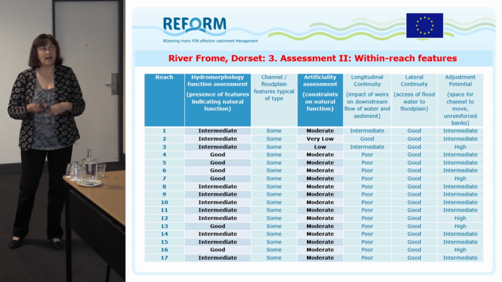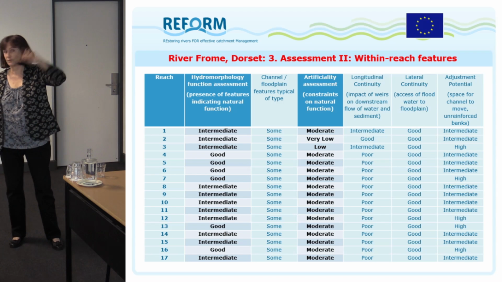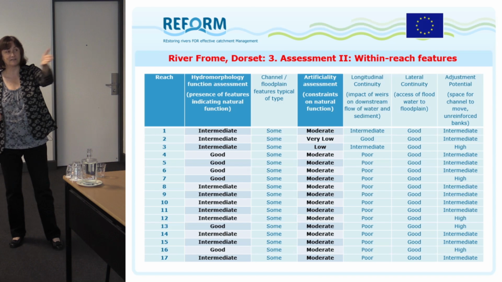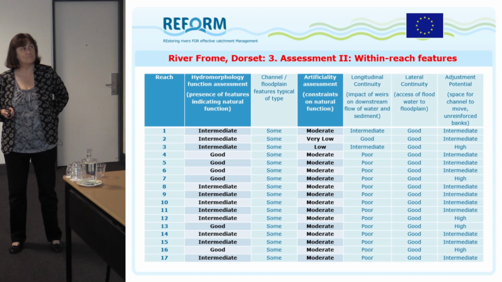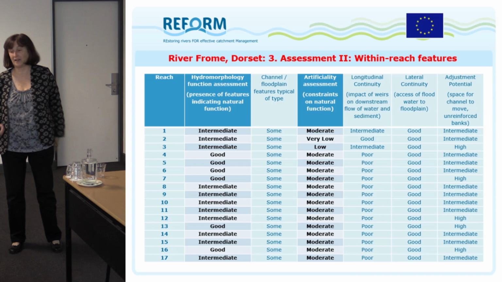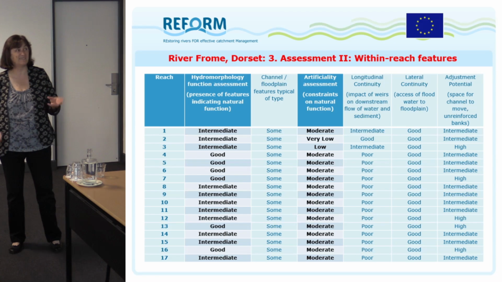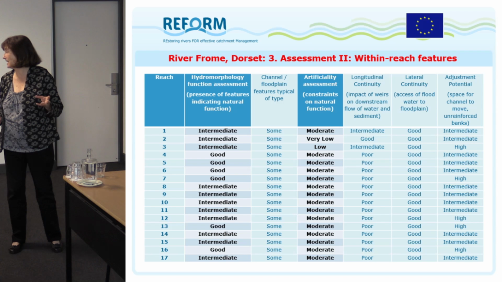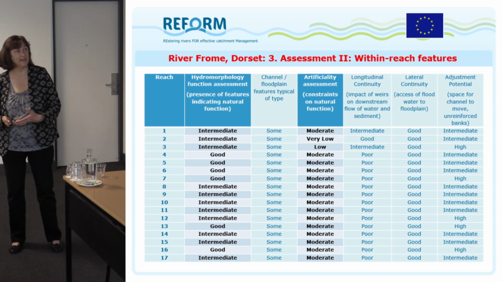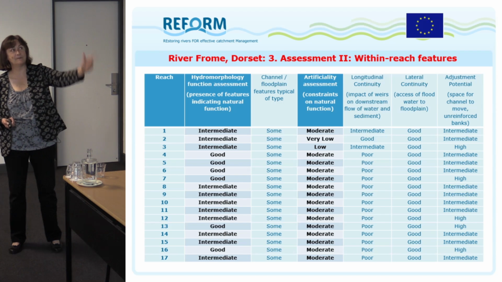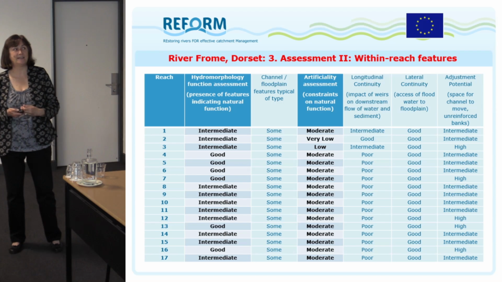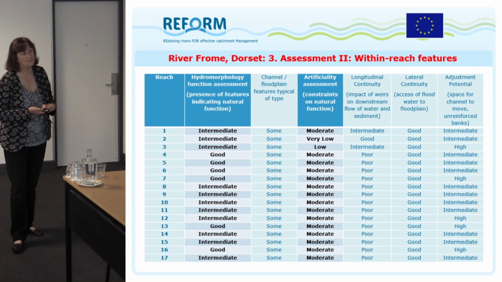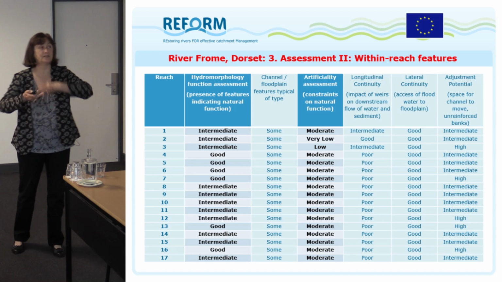If we look at our within reach features and we do these broad assessments of function, and again this is just the final take-home message, is that the hydromorphological function of these reaches on a very poor to very good scale is sort of intermediate and in some cases good. There is some sort of function there. We can say some for the channel and floodplain features that you would expect to see. So we haven't got the complete set, but there's some indication that features are being produced and destroyed and there's turnover.